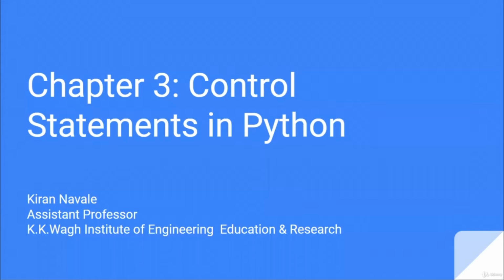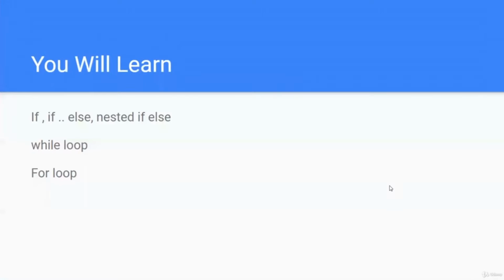Welcome to chapter 3 of Introduction to Python Programming. In chapter 3, we will understand control statements in Python programming. After completing this module, we will have an understanding of the use of if else and nested if else statements. Then we'll take an overview of the while control statement, and at the end, we will have an overview of for loop statements.